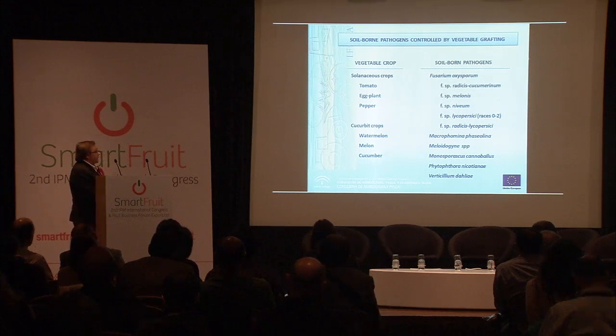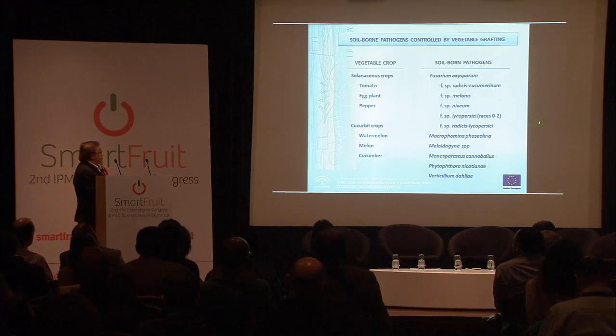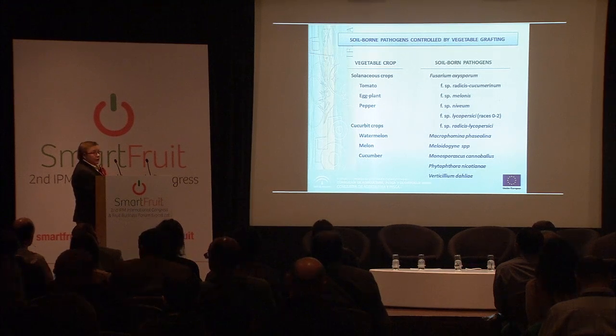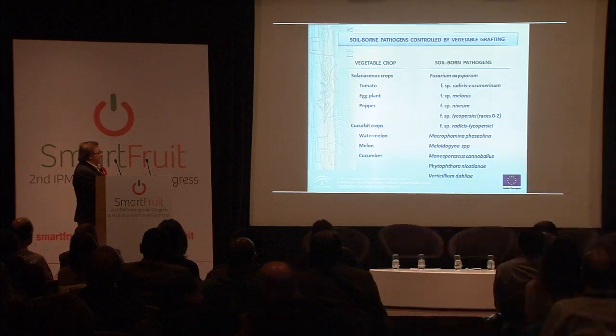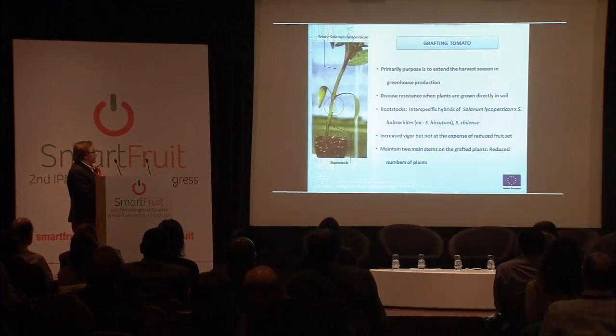This is a list of soil-borne pathogens that can be controlled by grafting. The main vegetable crops that are grafted are tomato, aubergine, and pepper as part of the solanaceous crops, and watermelon, melon, and cucumber, in that order, the cucurbit crops. So why are rootstocks used in each of these crops?